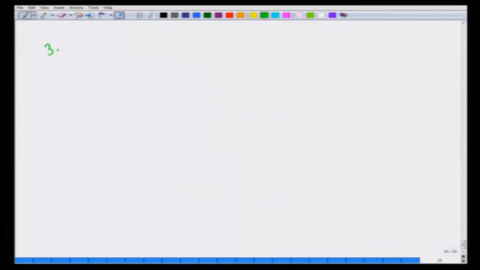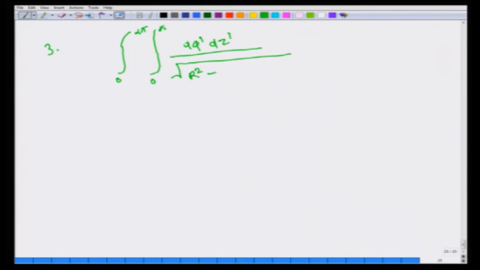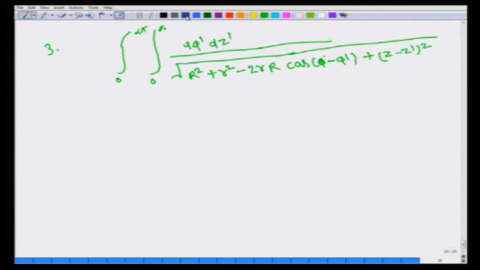So, now we are going to solve problem number 3. So, in problem number 3 we have to calculate the integral of d phi' dz' over r square plus small r square minus 2 small r capital R cos(phi minus phi') plus the square of z minus z'. So, we have to calculate this integral.